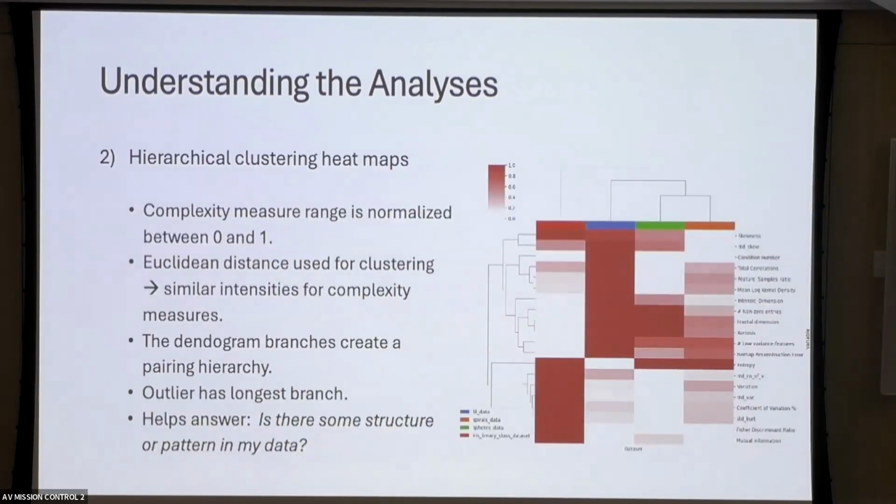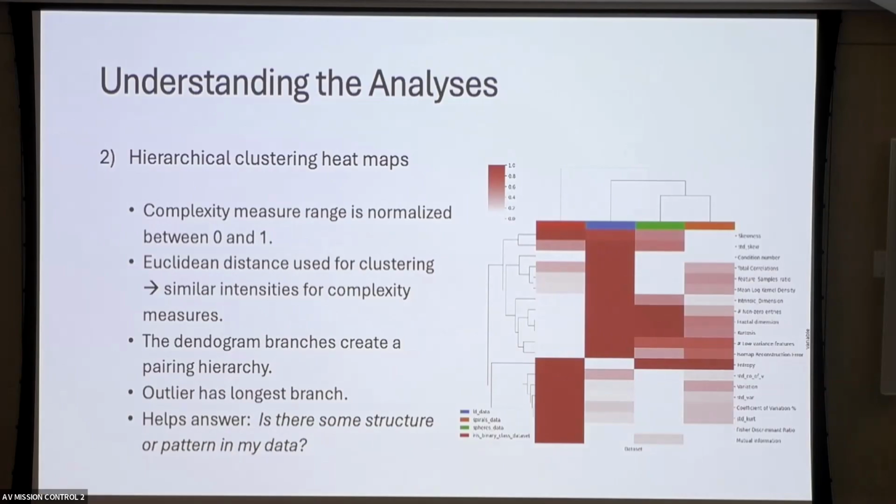And then the other part of the automated analysis is these hierarchical clustering heat maps. I'm pretty sure many of you do this in your normal bioinformatics work, in which, in this case, the complexity measures, which is roughly 15 of them, are normalized between 0 and 1 as you can see over here on the right, and then the Euclidean distance is used for clustering. So you end up with similar intensities for complexity measures for similar data sets, which is what you see over here. These two are the most similar. This starts to become an outlier, and the last one of the longest branch is the outlier.